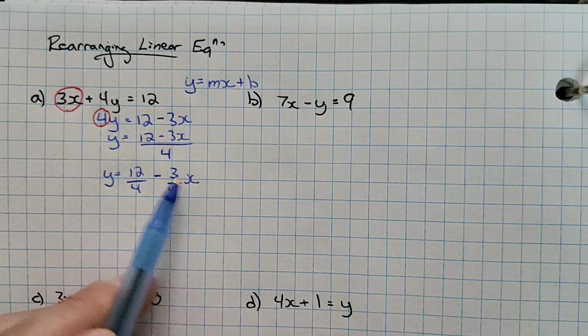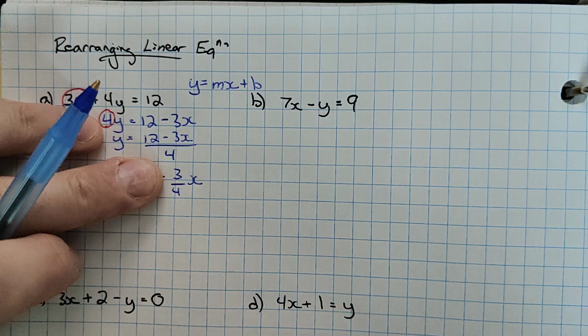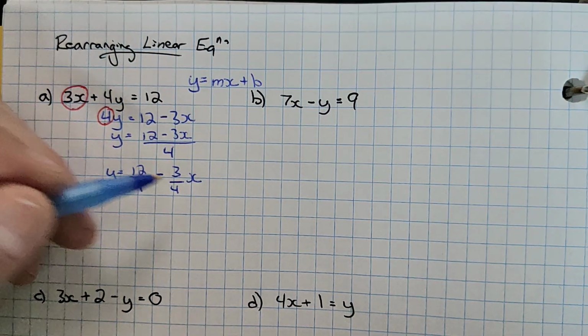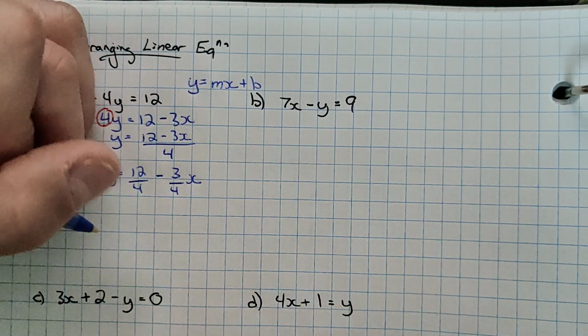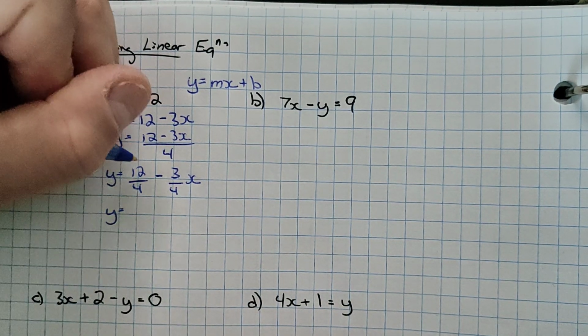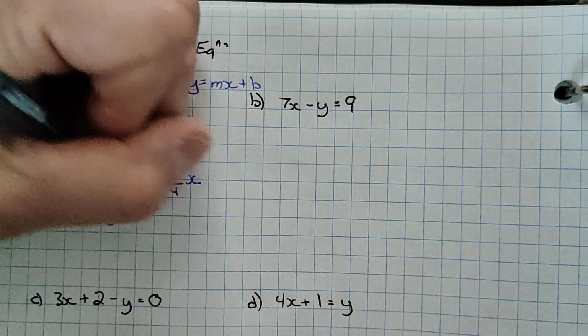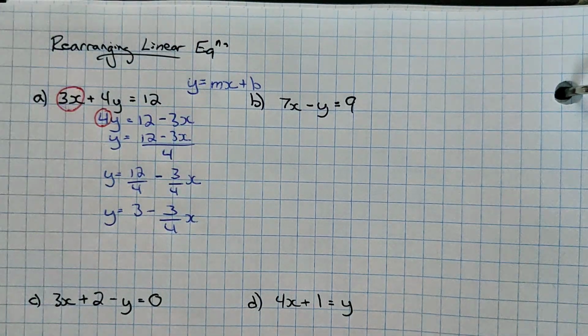The x could go with the 3, but this will make it easier for you. We already have this portion of the equation in our slope format, 3 over 4x. So this part over here is done. We just need to do our division here, and we get 12 divided by 4, which is 3. So then we have minus 3 over 4x.